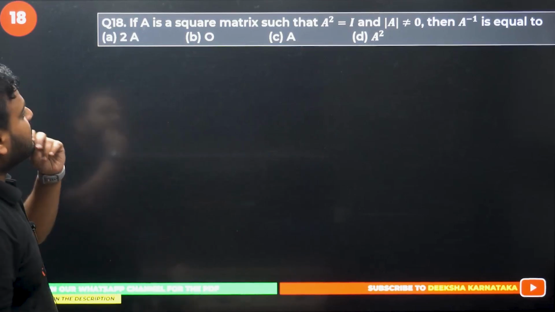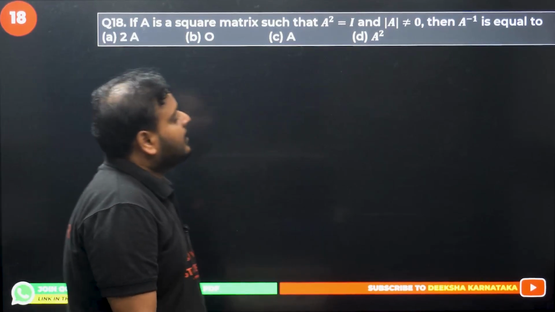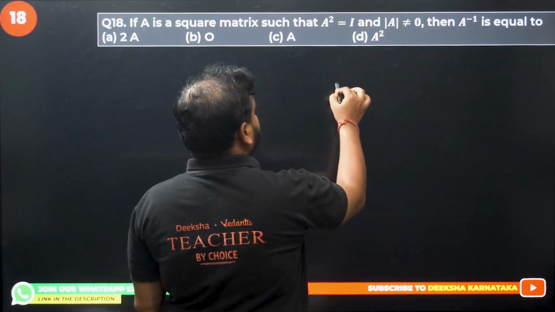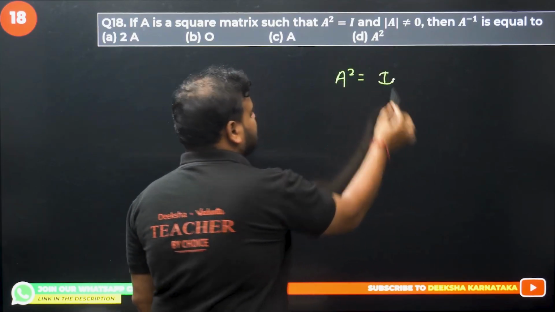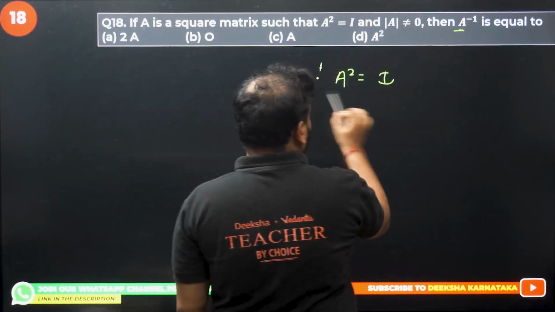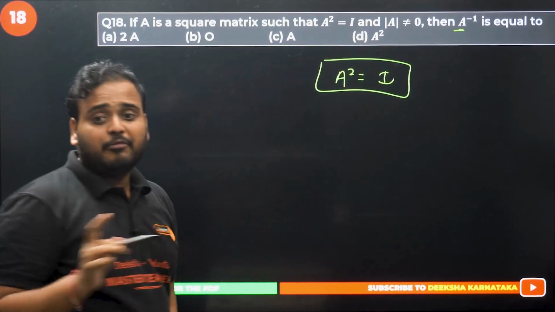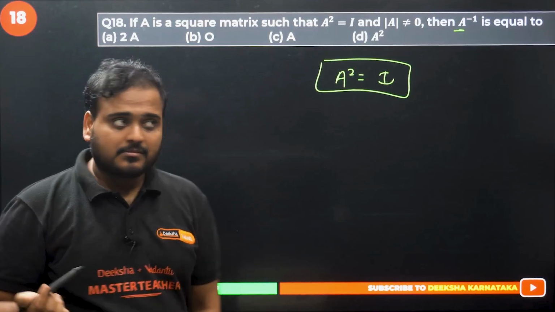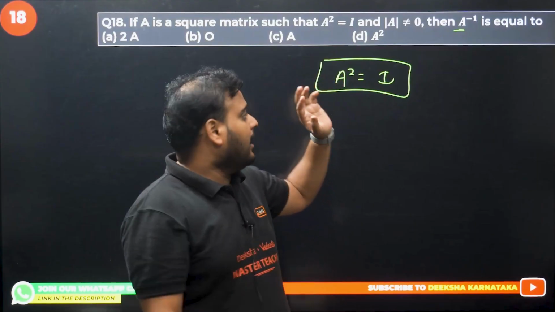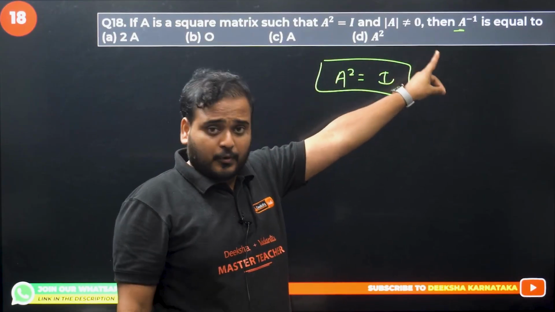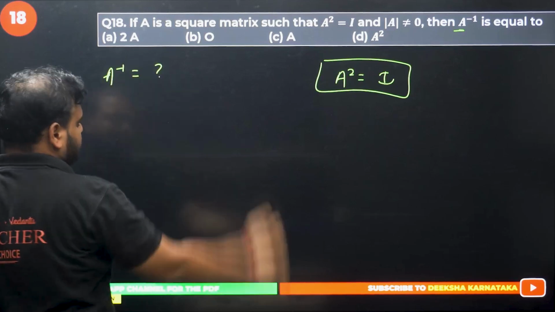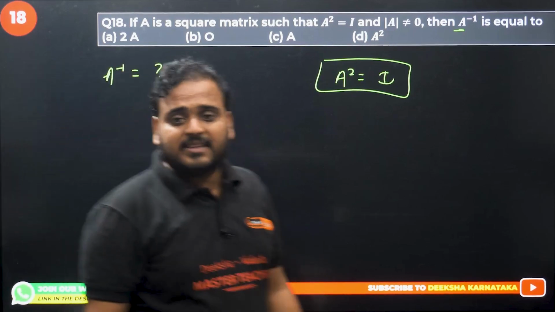If A is a square matrix such that A square is I, and determinant of A is non-zero, A inverse is equal to what? Superb question. This is a good question. You might skip this problem. I'm looking for the value of A inverse. And we have only this given. It means I have to make one of these as A inverse. Simple, we can do that. First, why would I do that? Think about it. I'm looking to find the value of A inverse. That is what they're asking us. A inverse equals what?